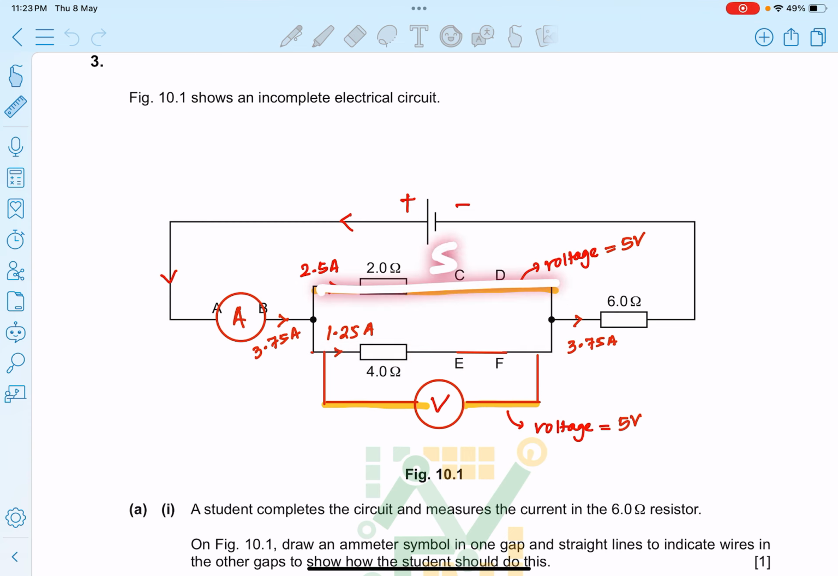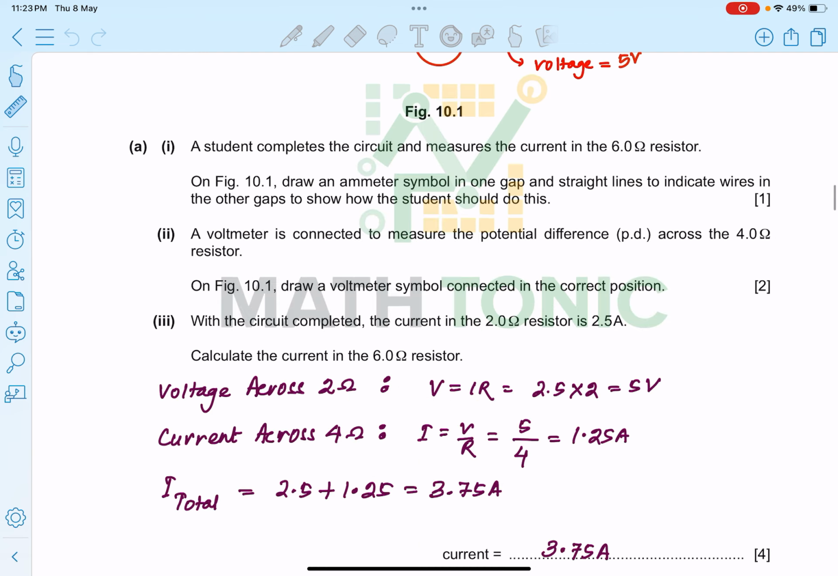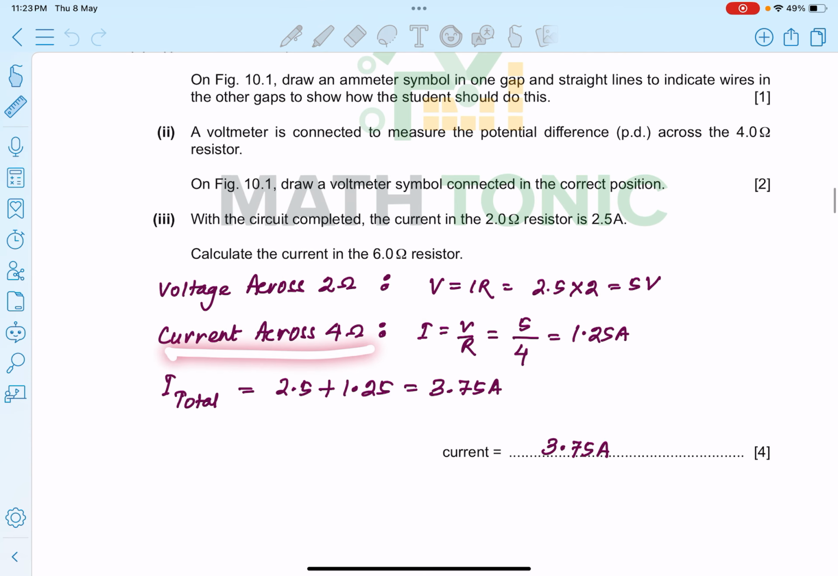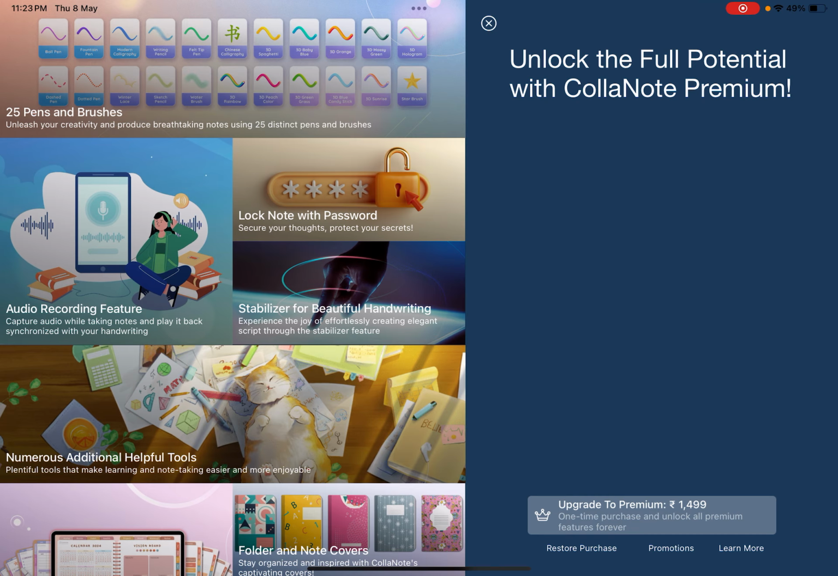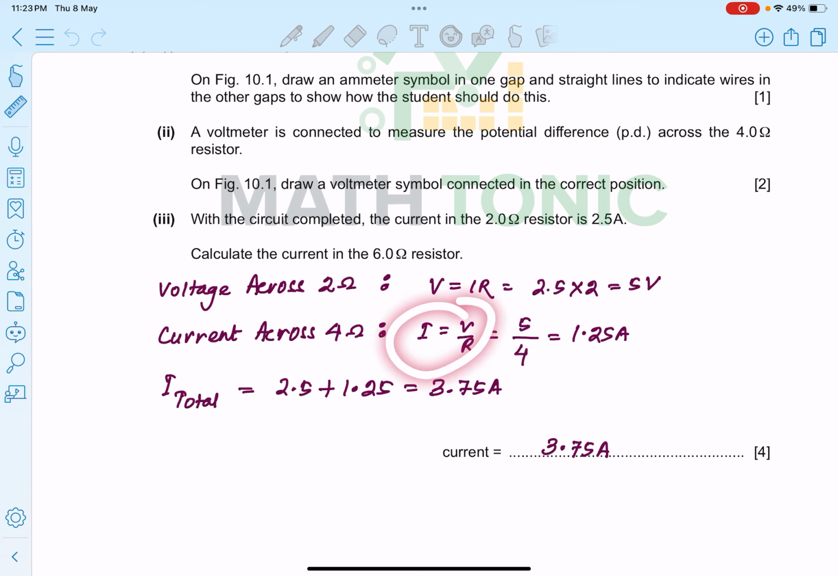So for this branch it will be 5 volt, for this branch also it will be 5 volt. Do you understand, everyone, clearly? Now listen, if 5 volt is flowing through this one, and here we have V equals 5 volt and resistance is 4, we can find out what current is flowing in this wire. So current across the 4 ohm is I equals V over R, that is 5 over 4, we got 1.25 ampere.